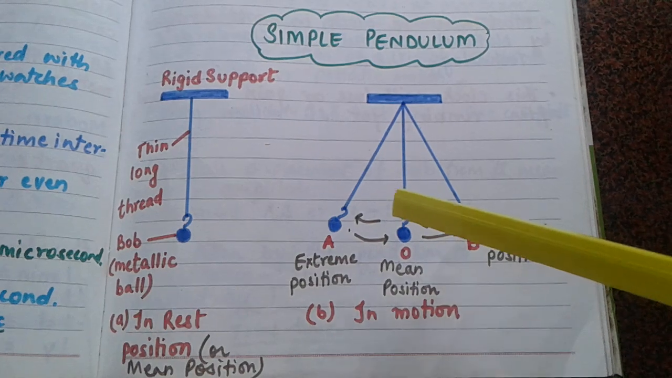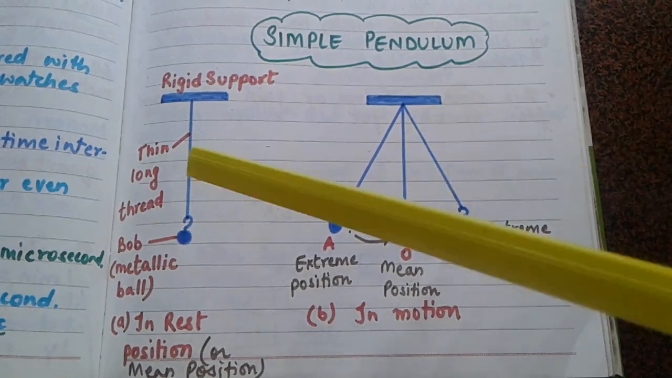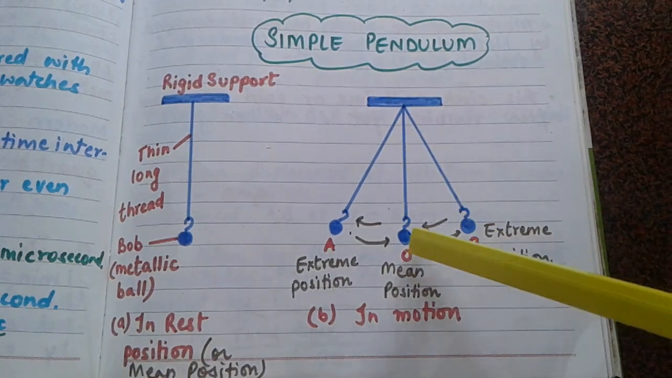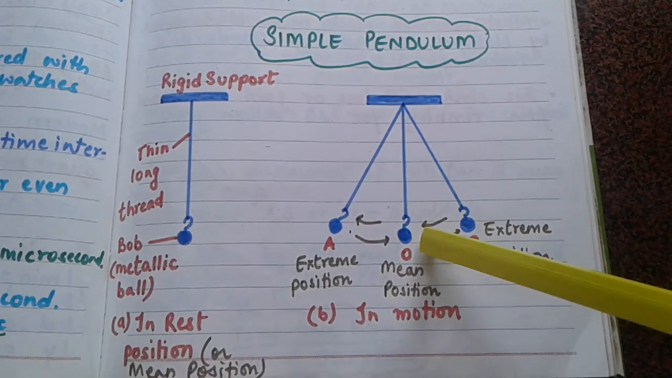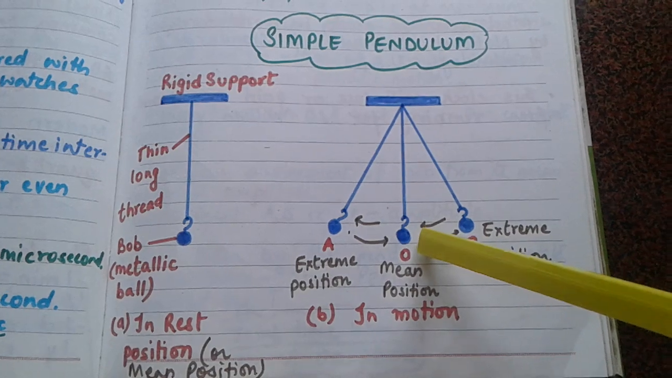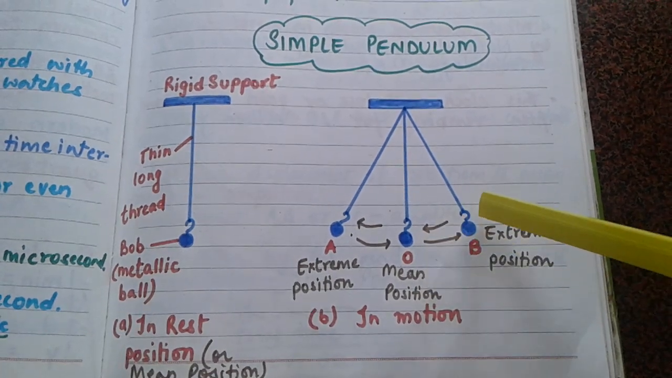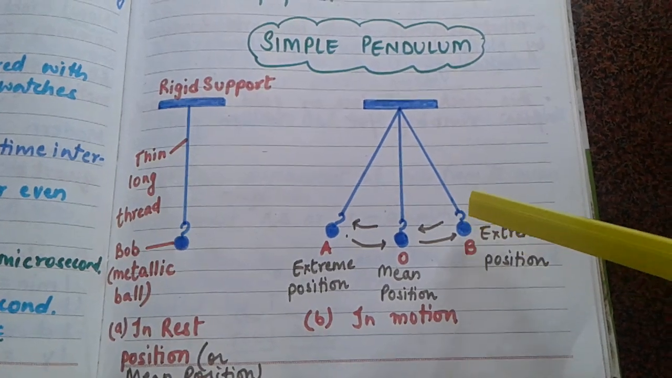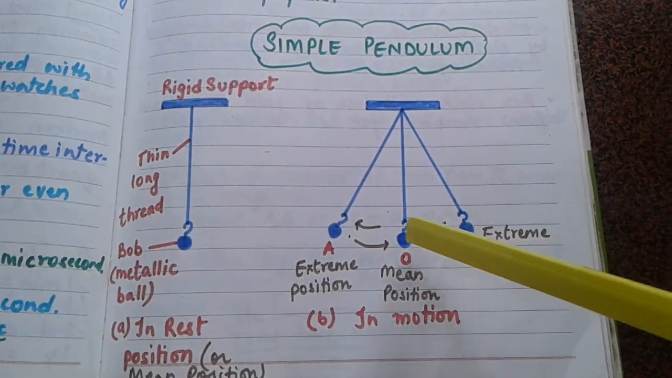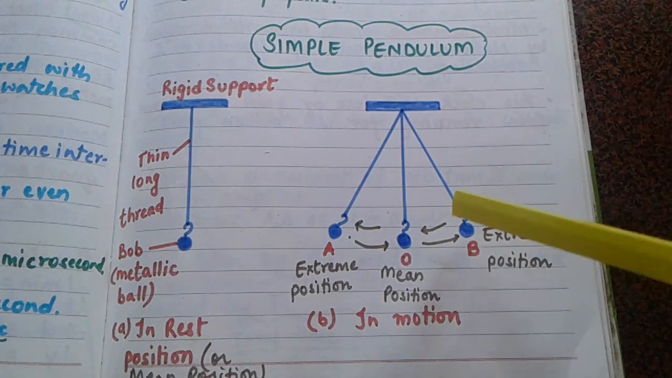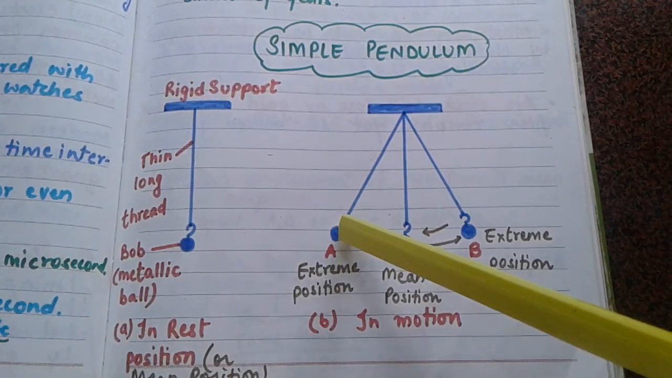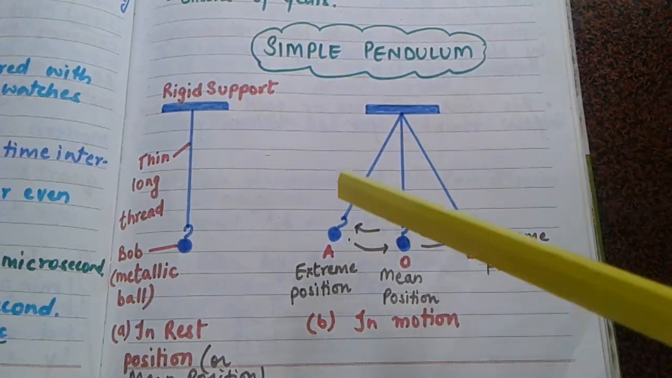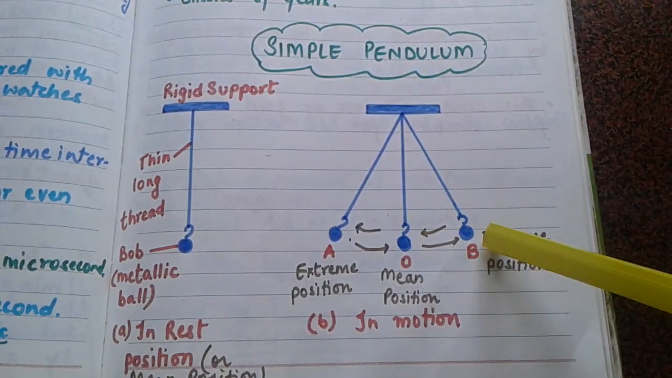Here, as I told you, this is the mean position or the rest position, denoted by the point O. The positions where the bob is at the maximum distance from the mean position are known as the extreme positions. That means in this figure the extreme positions of this simple pendulum are A and B.